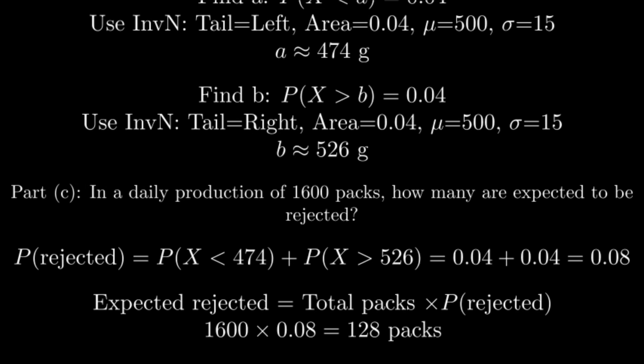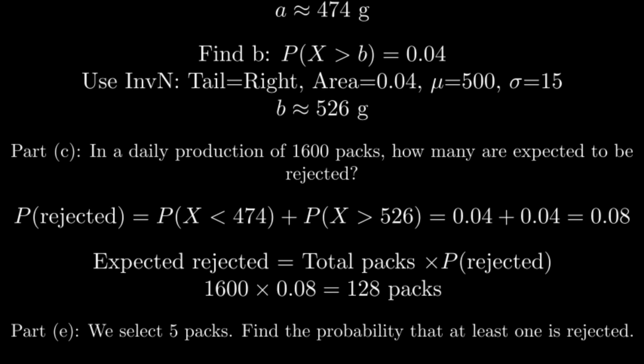Now for a tricky one. Part E asks for the probability that if we select 5 packs, at least one is rejected. This sounds familiar, doesn't it? This is a binomial distribution problem. We have a fixed number of trials, n equals 5. Each trial is selecting a pack. The outcome is either rejected, success, or not rejected, failure. The probability of success, p, is 0.08.